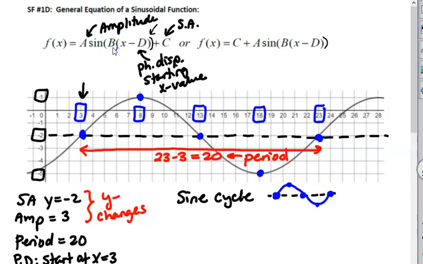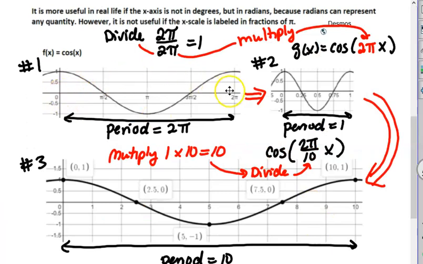And so B is a value that is not the period, but it tells us how to find the period. So I am actually going to go back to what we've done the previous day with B, just to remind you of where B came from. So let's recall, we started with a graph that has a period of 2 pi, and my goal was to get rid of the fractions of pi on the x-axis and just turn them into regular integer numbers.